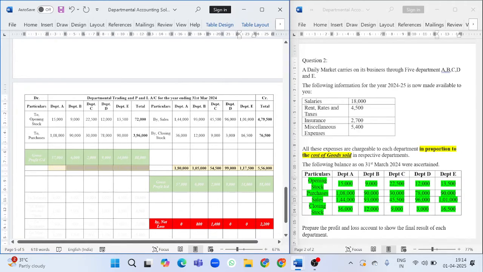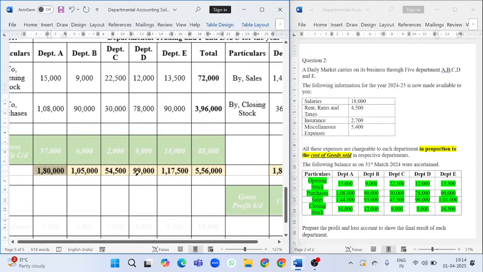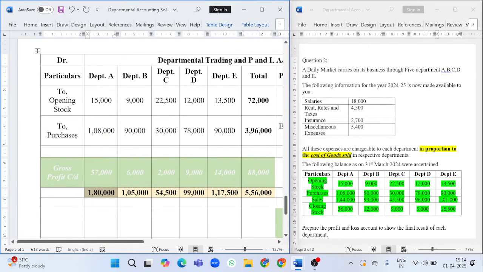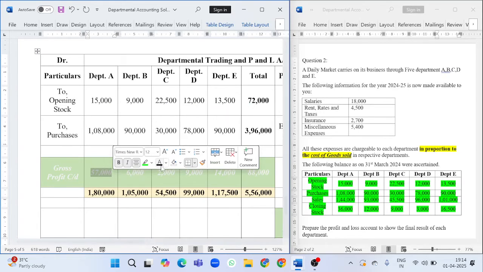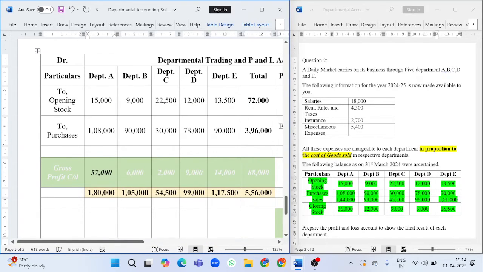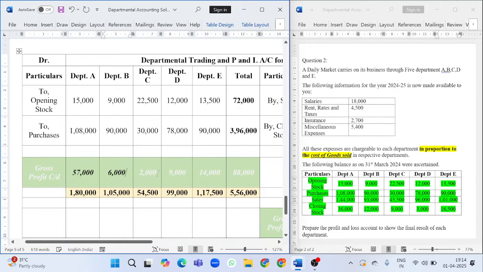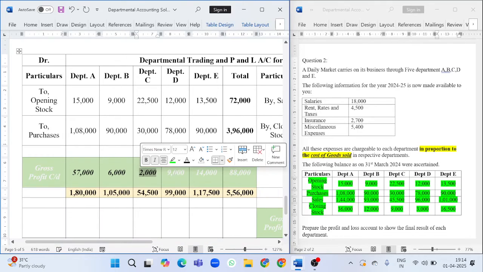Okay, now the same values I will write on the debit side. Now from 1,80,000 come to the debit side. Yes, from 1,80,000 subtract 15,000 and 1,08,000, and you will get 57,000. Similarly for department B, from 1,05,000 if you subtract 9,000 and 90,000, you will get 6,000 rupees. And for department C, from 54,500 if you subtract 22,500 and 30,000, you will get 2,000 rupees.